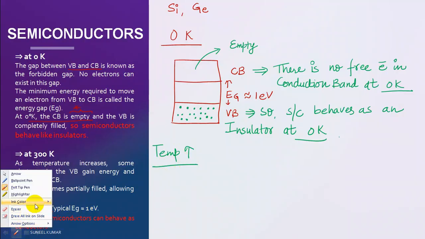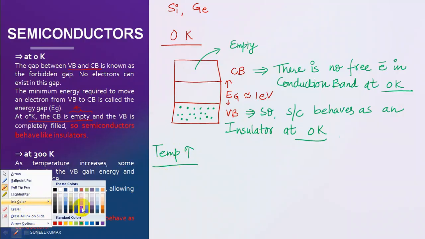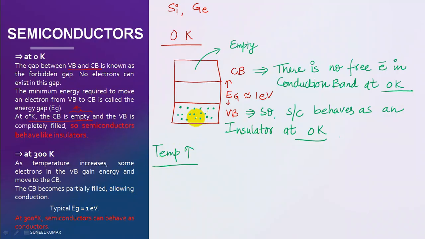As we increase the temperature, some of the electrons of the valence band will get some energy because of this heat. And what will happen after they get this much energy? They will start jumping from the valence band to the conduction band. And these electrons that are in covalent bonds will become free, and they will create some vacancy of their own in the valence band.